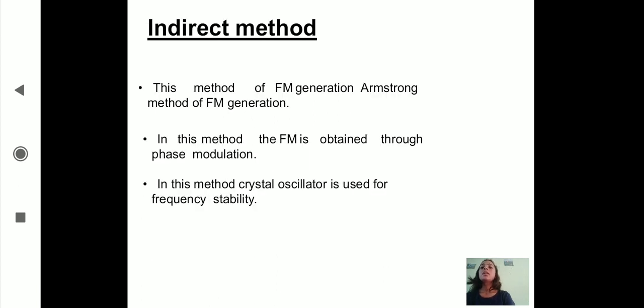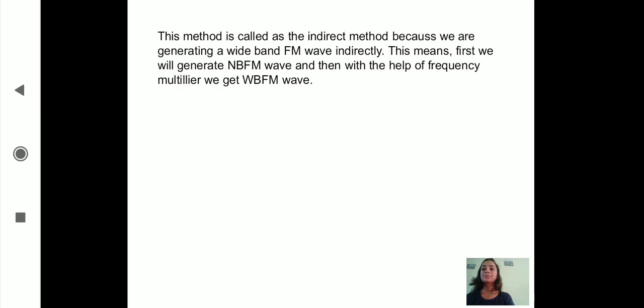Indirect method. This is the Armstrong method of FM generation. In this method, the FM is obtained through phase modulation. A crystal oscillator is used for frequency stability. This method is called the indirect method because we are generating a wideband FM wave indirectly. This means first we generate an NBFM wave and then, with the help of a frequency multiplier, we get the WBFM wave.